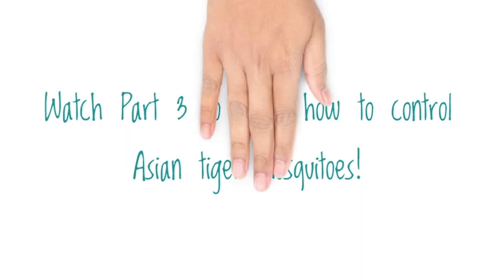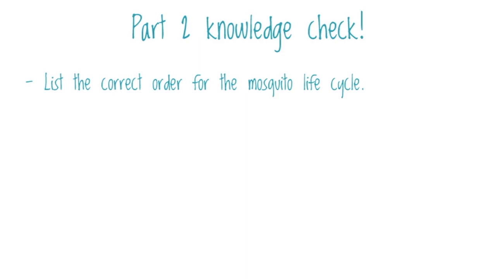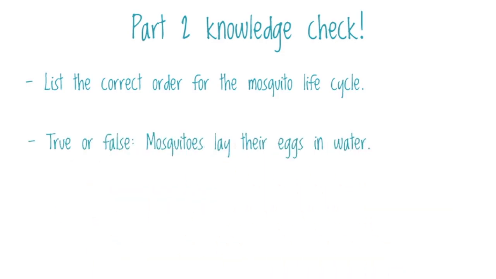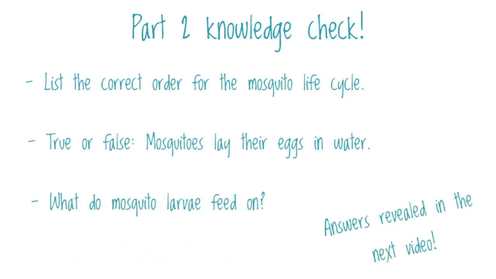But first, let's do a knowledge check. List the correct order for the mosquito life cycle. True or false? Mosquitoes lay their eggs in water. What do the mosquito larvae feed on? Watch the next video for the correct answers.